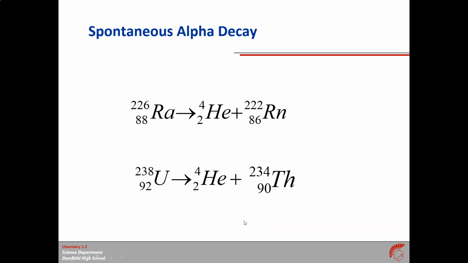Hopefully, you figured out that uranium-238 undergoes an alpha decay to produce thorium-234. So again, 238 minus 4 is 234. 92 minus 2 is 90. This is what's left over after an alpha particle gets ejected.